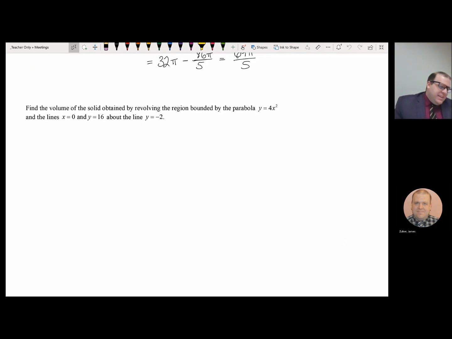Looking at the region bounded by the parabola y equals 4x squared, and the lines x equals 0 and y equals 16. It's being rotated about the line y equals -2.